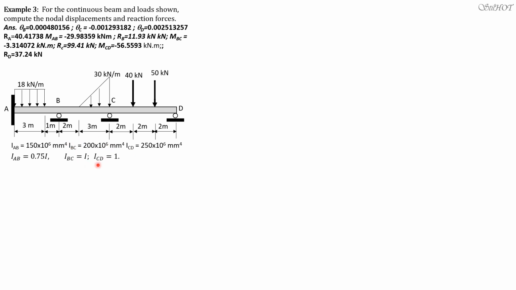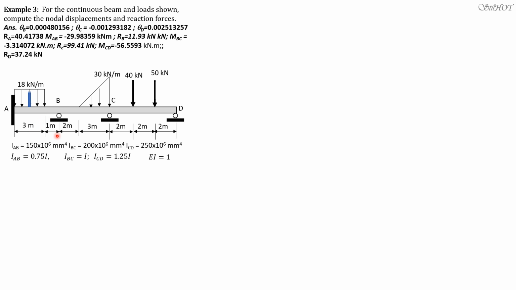Let's make IBC as our I, so that 150 divided by 200 is 0.75 of I. So IAB is 0.75 of IBC, and IBC is simply I. And ICD is 1.25 I, since 250 divided by 200 is 1.25. And let's make EI equal to 1.